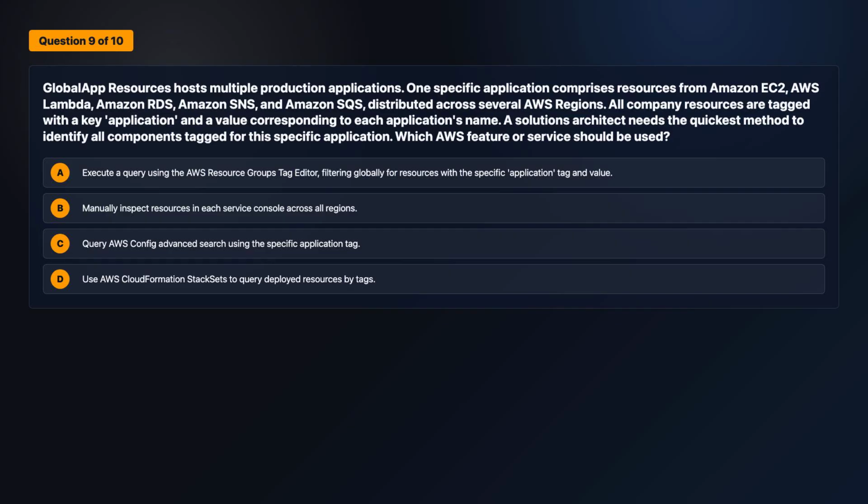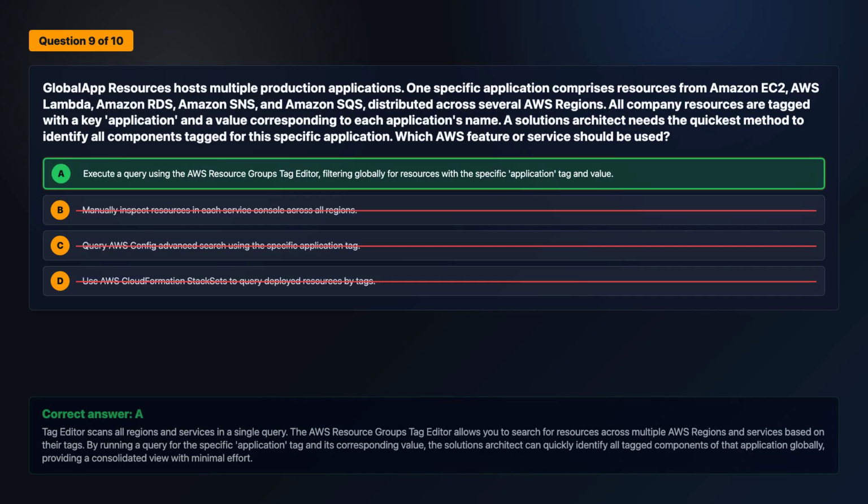A solutions architect needs the quickest method to identify all components tagged for this specific application. Which AWS feature or service should be used? Select one answer. Review the answer choices on screen. The correct answer is option A. Tag Editor scans all regions and services in a single query.